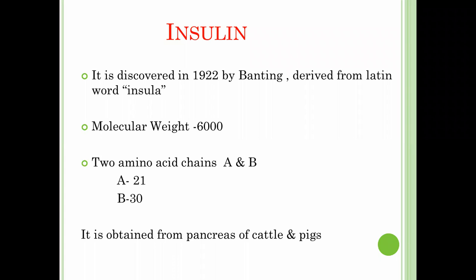So the molecular weight of insulin is 6000 and it consists of two amino acid chains, A and B, linked by a disulfide bridge or disulfide bond, and both the chains consist of 51 amino acids, in which A consists of 21 and B consists of 30. This one is also asked as an MCQ.